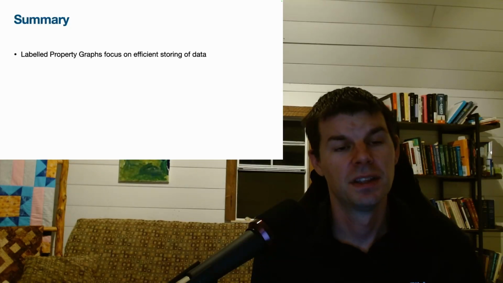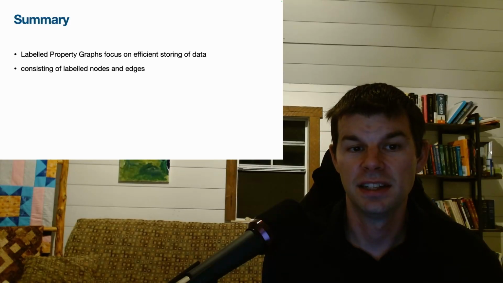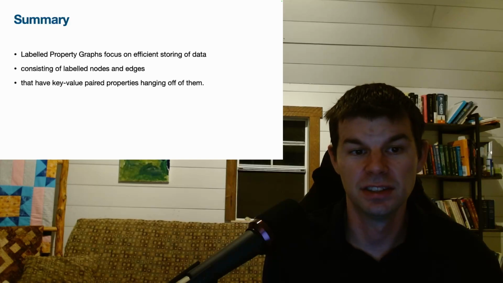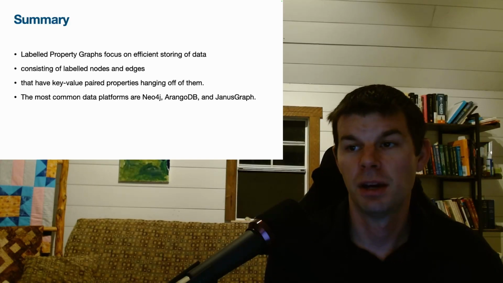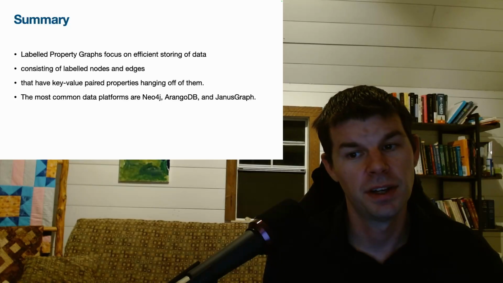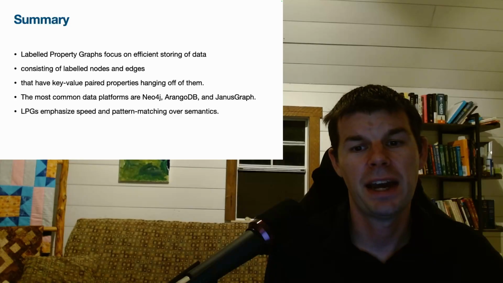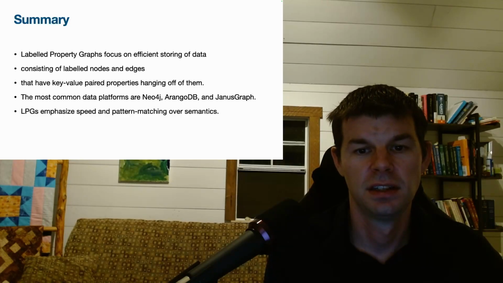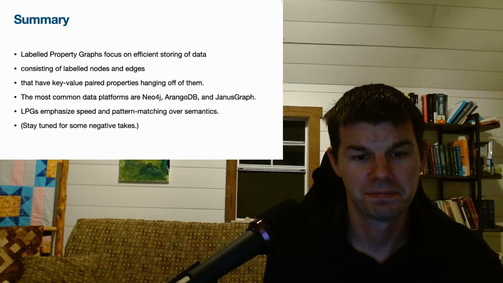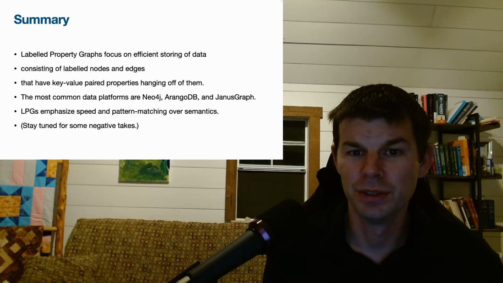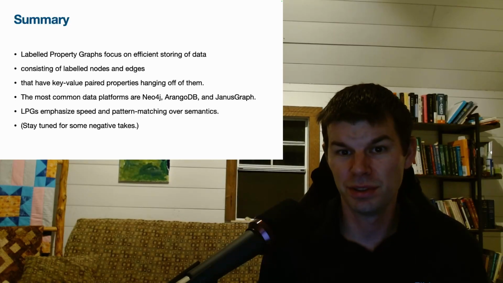Okay, in summary, labeled property graphs focus on efficient storing of data, and that data consists of labeled nodes and edges that have key value paired properties that hang off of them. Most common data platforms, Neo4j, ArangoDB, JanusGraph, and LPGs emphasize speed and pattern matching over semantics. Not saying that as a value judgment, that's just how it is. I will, however, do some value judgments coming up in the future. This video is just to introduce you to the topic.